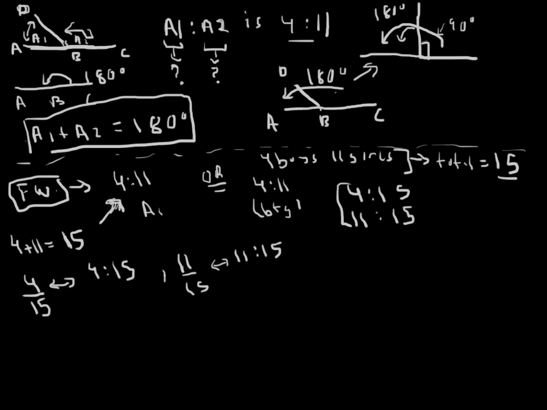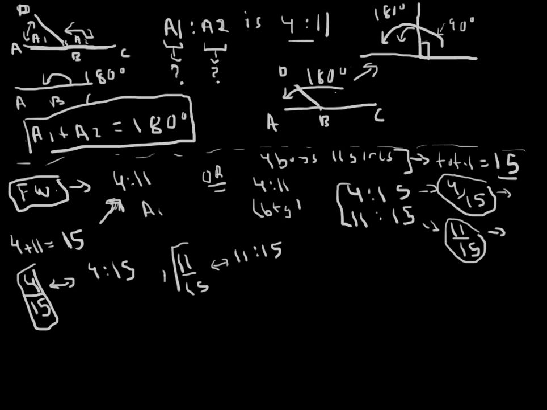Now, like before, this 4 over 15 told us how much of the total kids were boys. This told us how much of the total kids were girls. Or if you wanted to convert percent-wise, how much are boys, how much are girls. And this tells you the exact same thing. How much of the total is A1? How much of the total is A2?